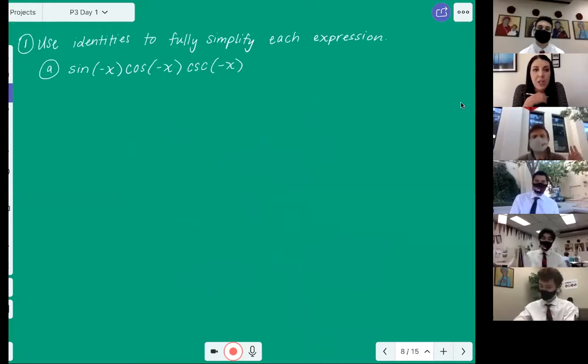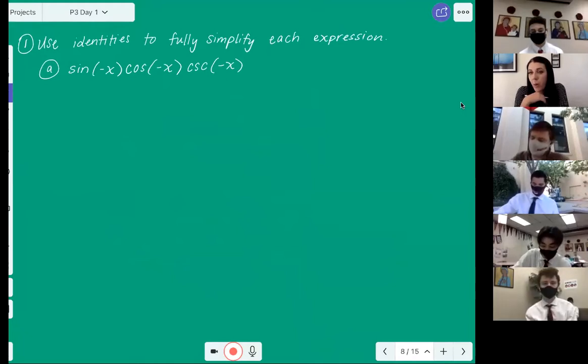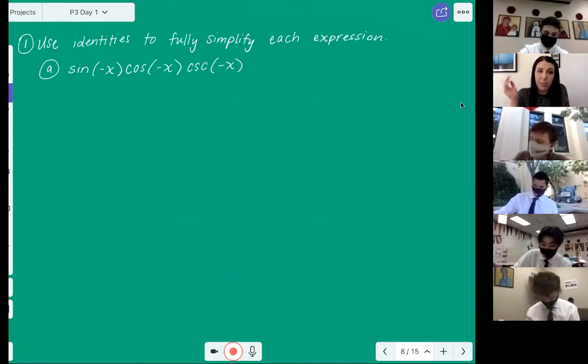This problem says use identities to fully simplify each expression. Again, if you haven't yet, I do recommend reading 7.1 in your textbook. There's a bunch of examples in there. Go through the examples. It'll show you step by step. You can click on show answer or show solution. Your textbook's pretty great like that. I linked it in Canvas. So take a look and that might help you with some of these problems for tonight.